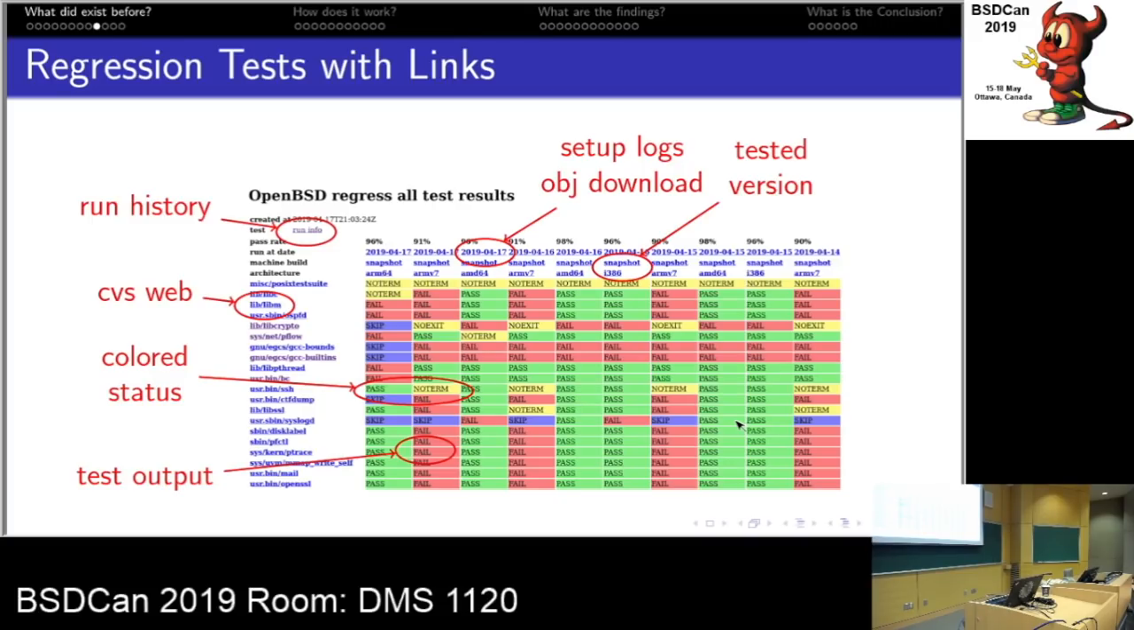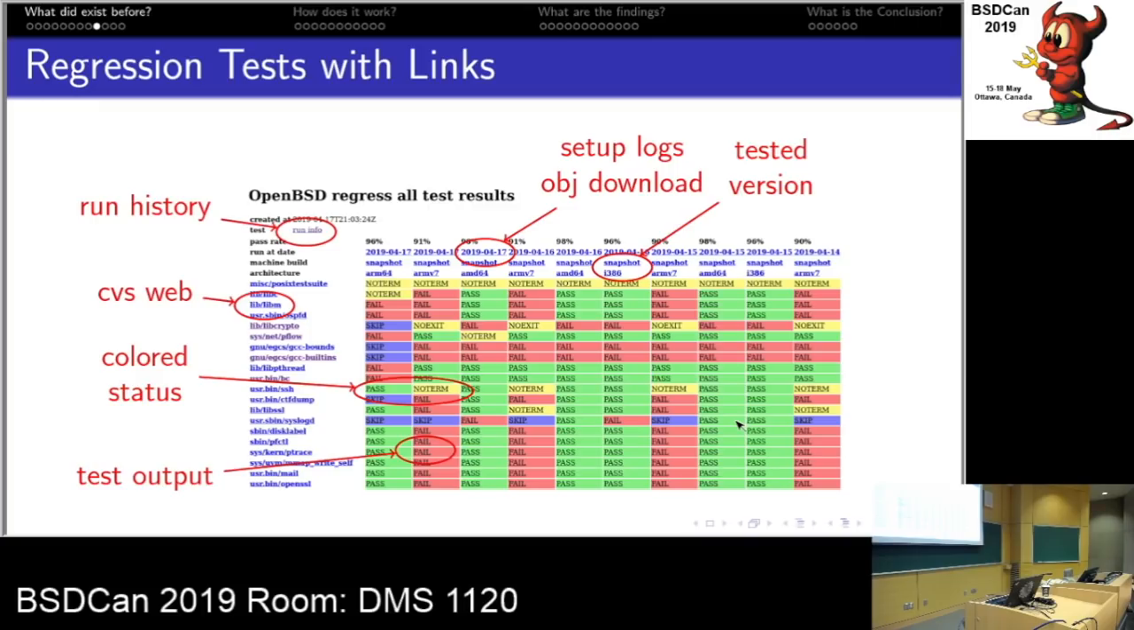Here I have some color scheme to show what is wrong with the test. So pass is always green. We have red is failed. We have skipped. That means there's something missing in the hardware setup, so it cannot run there.